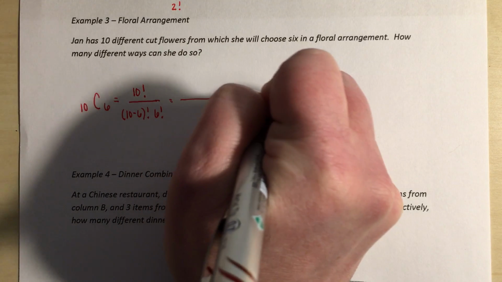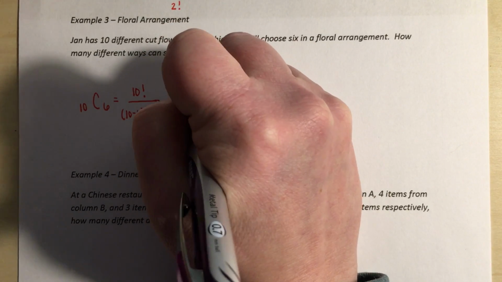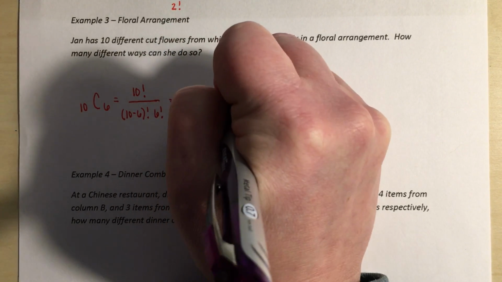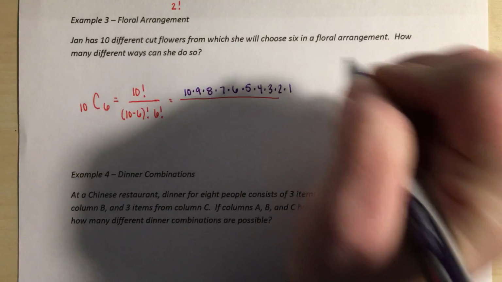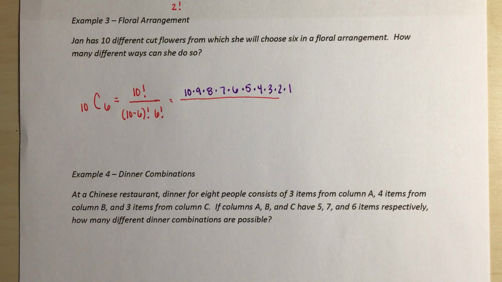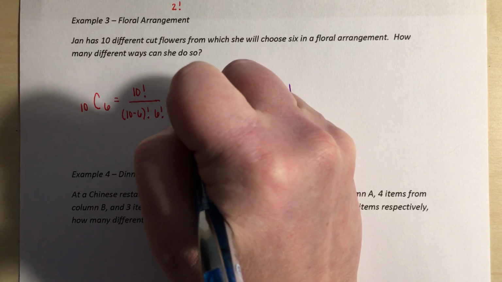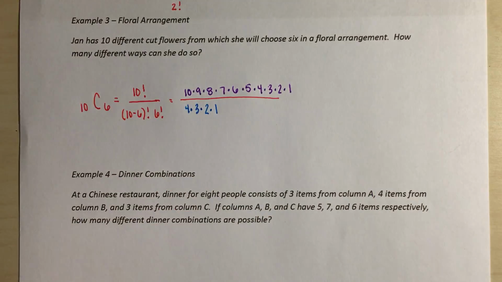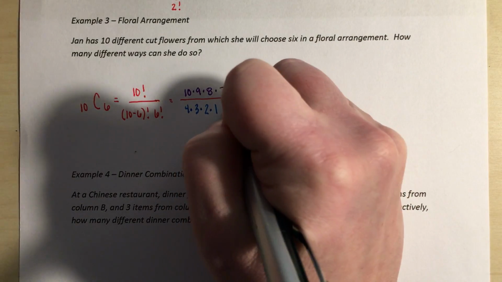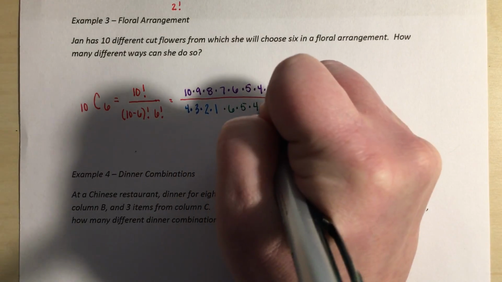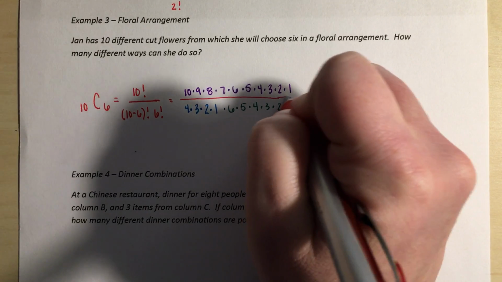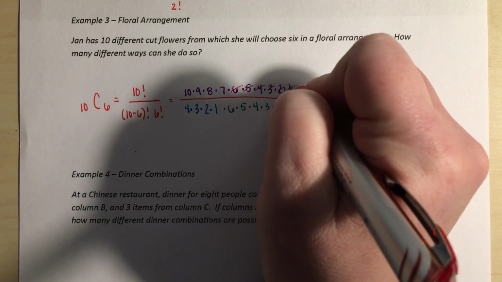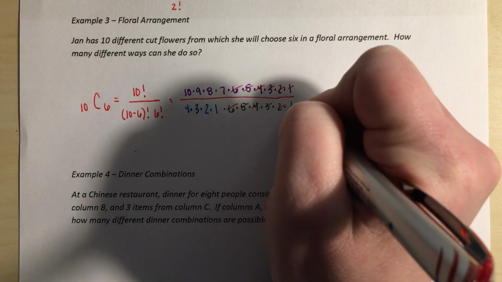All right, so we're going to go ahead and expand this out. 10 factorial, 10 times 9 times 8 times 7 times 6 times 5 times 4 times 3 times 2 times 1. 4 factorial, 4 times 3 times 2 times 1, and 6 factorial, 6 times 5 times 4 times 3 times 2 times 1. Then we're going to go ahead and cancel. Our 6 factorial cancels with the 6, 5, 4, 3, 2, 1 up top.